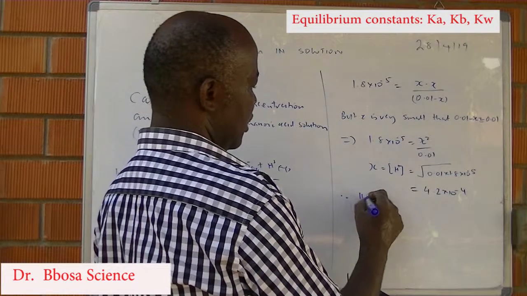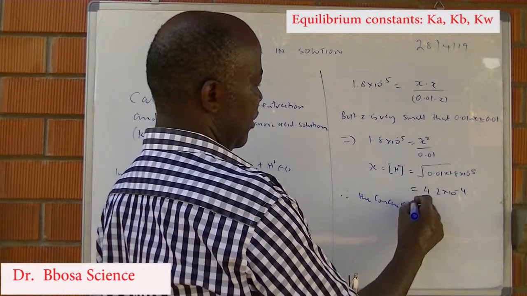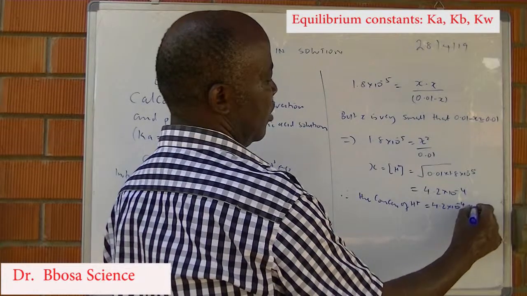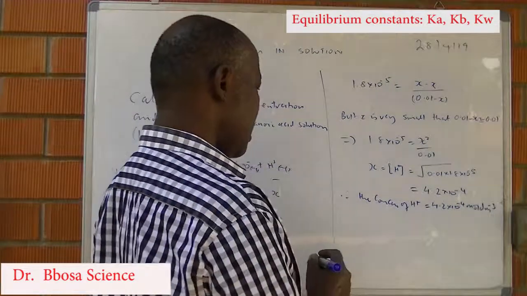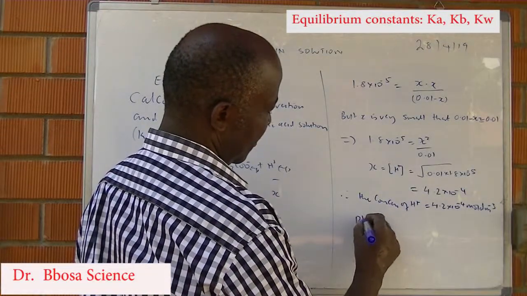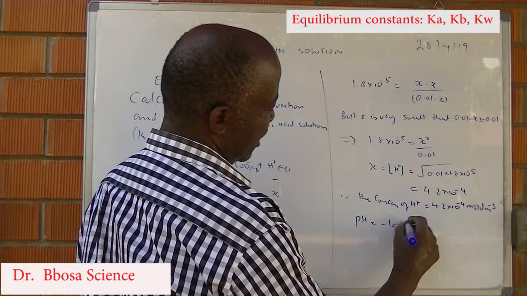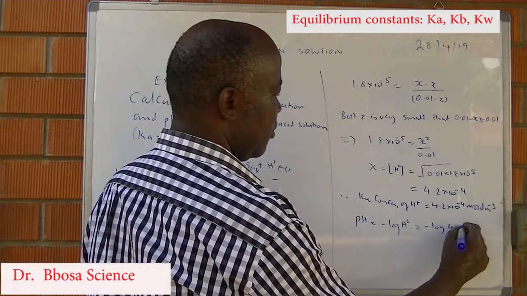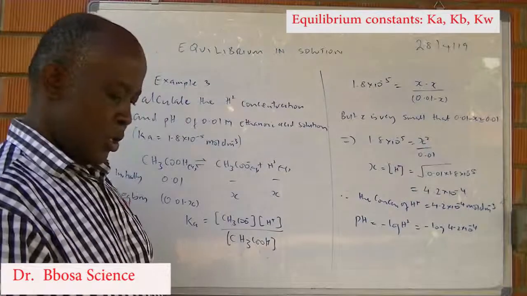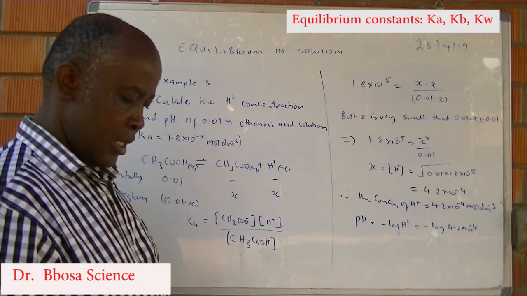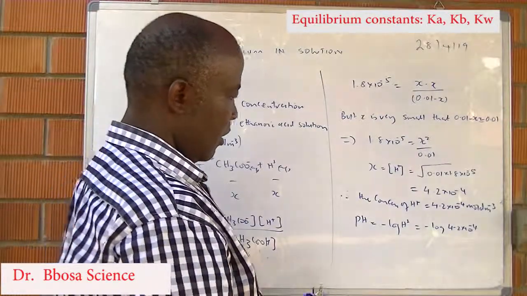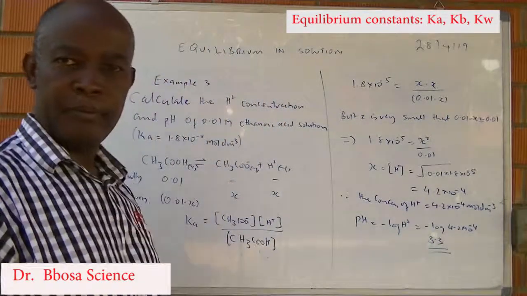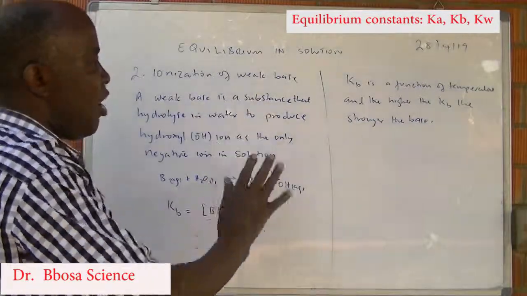Therefore, the concentration of hydrogen ions is equal to 4.2 times 10 to the power negative 4 moles per decimeter cubed. pH is equal to negative log of the hydrogen ion concentration, which is equal to negative log of 4.2 times 10 to the power negative 4. So when we apply log, we get 3.3.